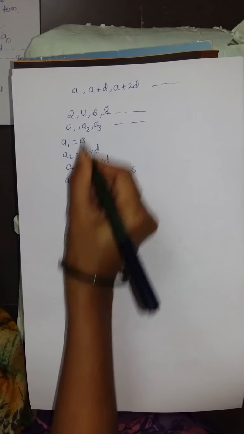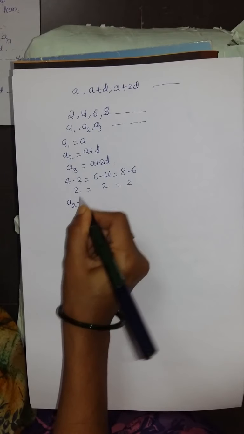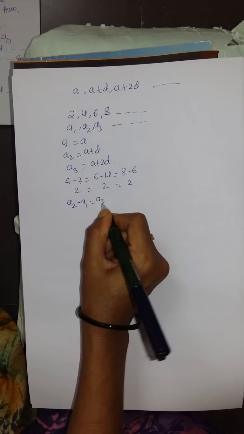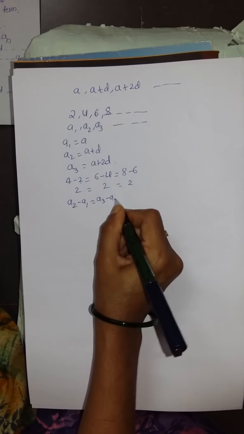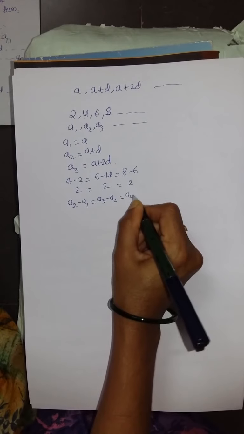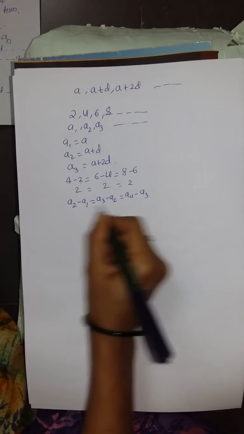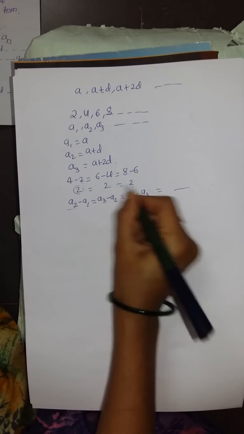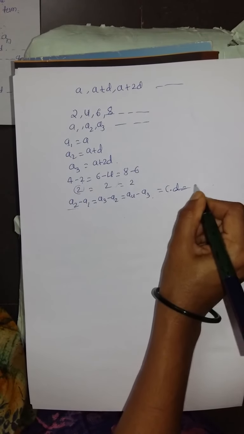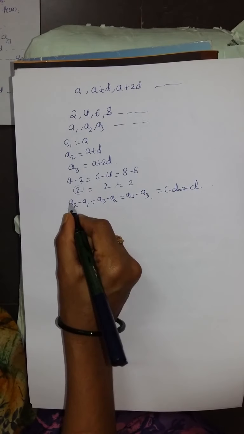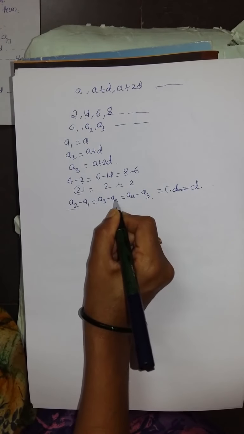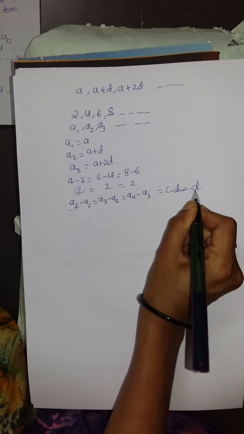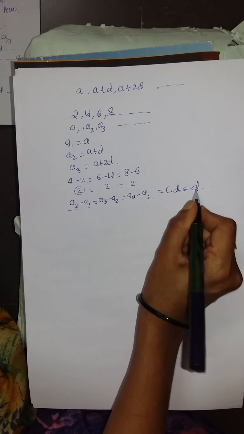Here 4 is the second term, that is A2, and this is the first term A1. Similarly, the third term A3 minus the second term, and so on. We get the fixed number, that is the common difference, also known as d. Here A2 minus A1 equals A3 minus A2 equals A4 minus A3 equals d. This is the common difference.